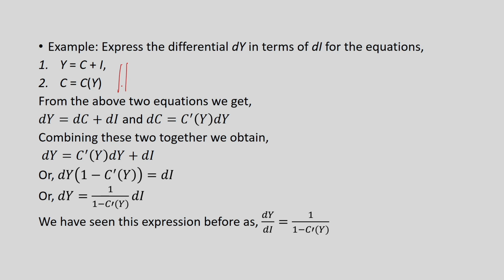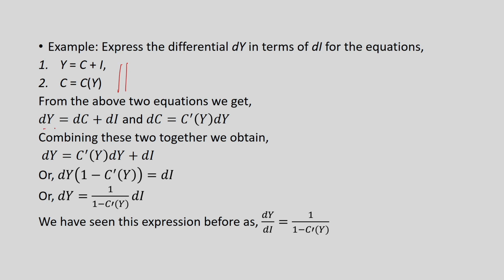y is equal to c plus I, and c is equal to c of y. If you remember, this is an example of macroeconomics where y, the output of the economy, is equal to consumption plus investment, and the consumption function is a function of the output, c of y. So, we combine these two, 1 and 2, together.